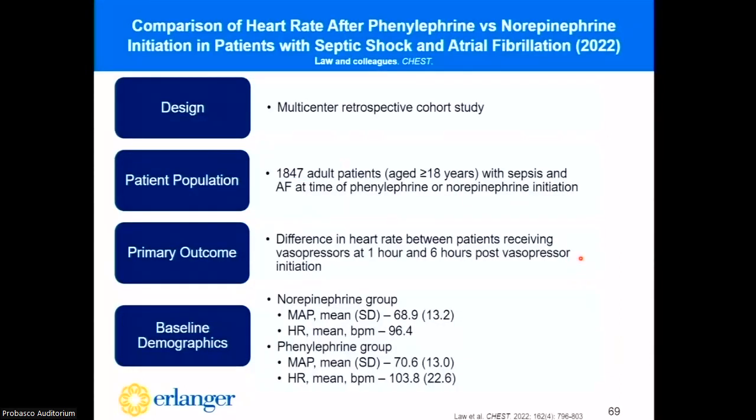which takes us into this next interesting recently published study comparing heart rate management after phenylephrine versus norepinephrine initiation in patients with septic shock and AFib. So this was a multi-center retrospective cohort study. They looked at 1,847 patients with sepsis and AFib at the time of initiation. And they were specifically looking at differences in heart rate between patients receiving these vasopressors at 1 and 6 hours post-initiation. Similar MAP between these groups, and then a slightly higher heart rate in the phenylephrine group.